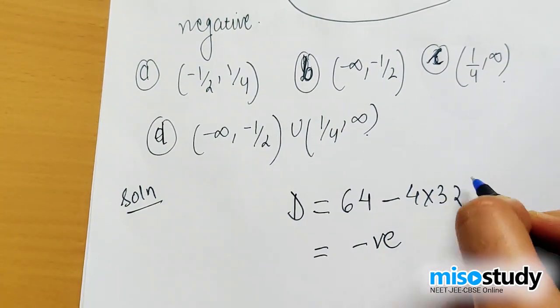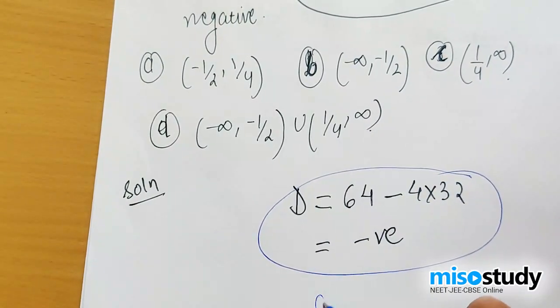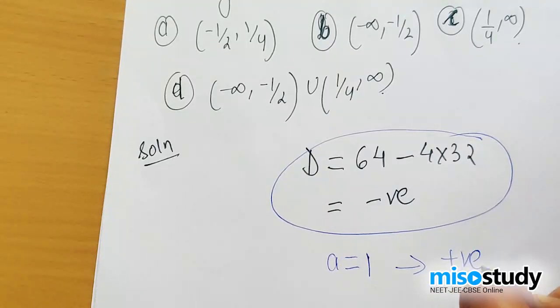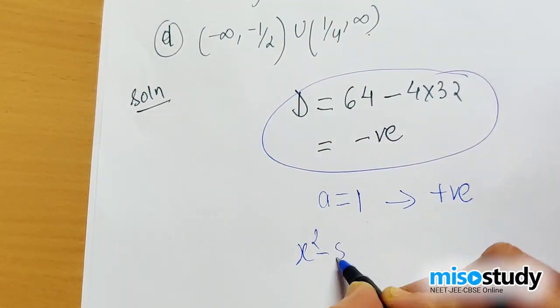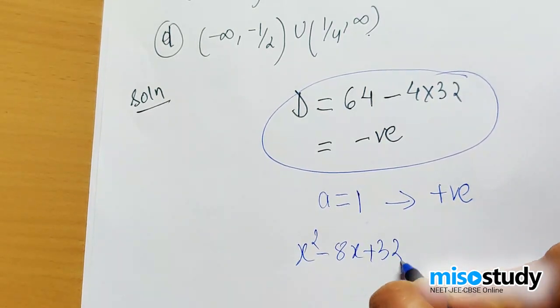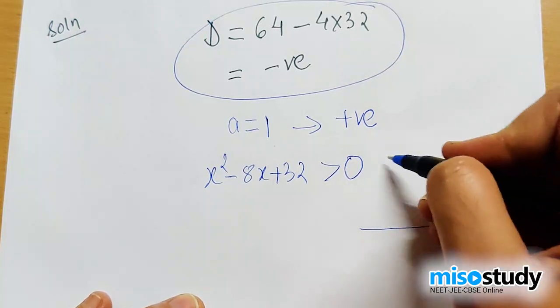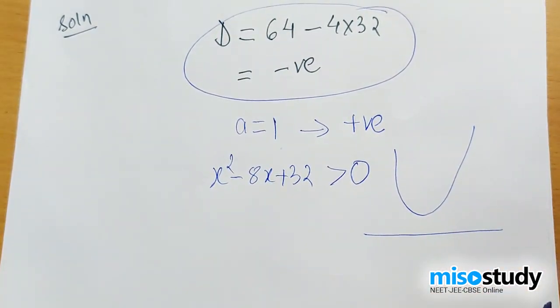Since the discriminant is negative, and a is equal to 1, that is positive, therefore x squared minus 8x plus 32 will always be greater than 0. Why is it so? Because this is an upward parabola having no roots, hence this is the scenario, and this is always positive. I am hoping that you all are very clear with this concept.